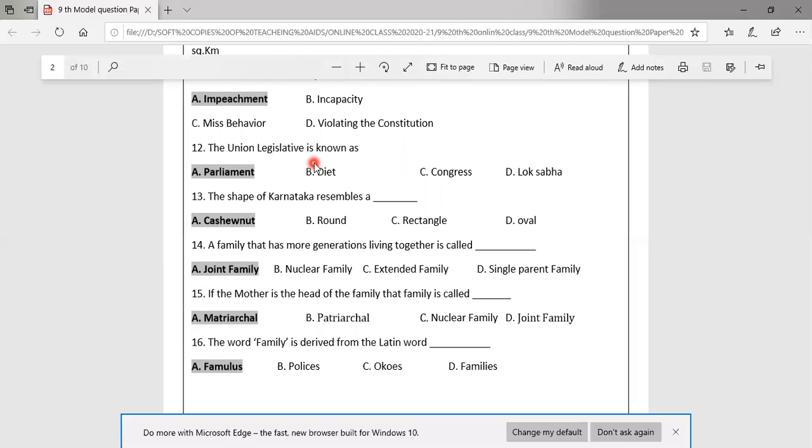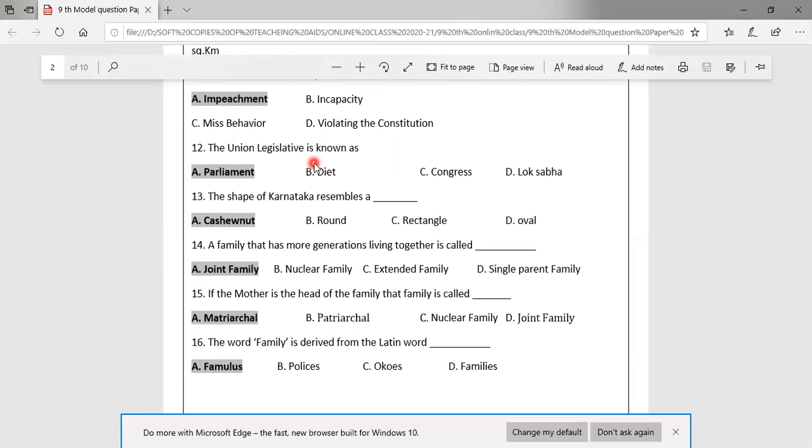13th question is, the shape of Karnataka resembles dash. Option A, cashew nut. Option B, round. Option C, rectangle. Option D, oval. Option A, cashew nut is the right answer.